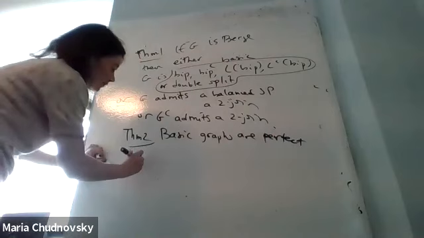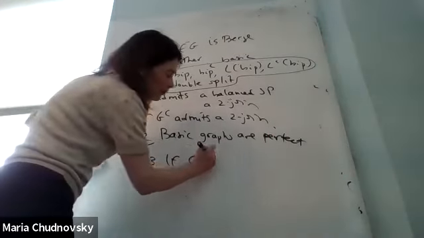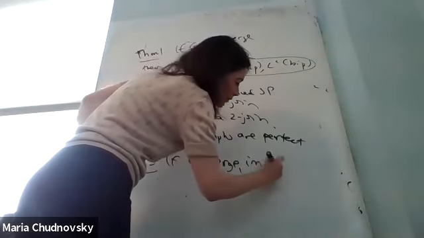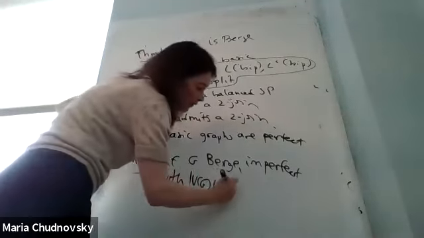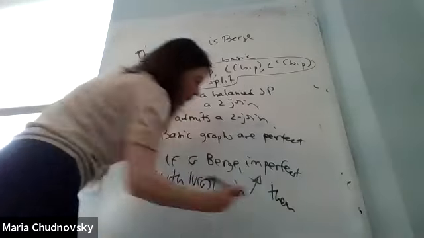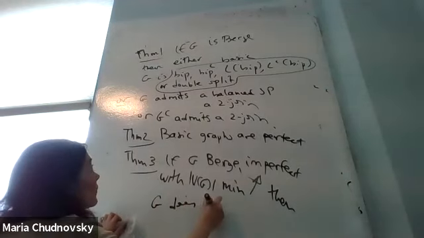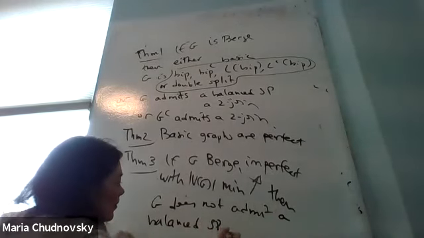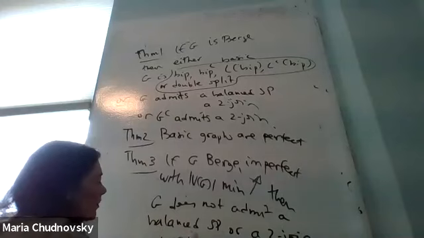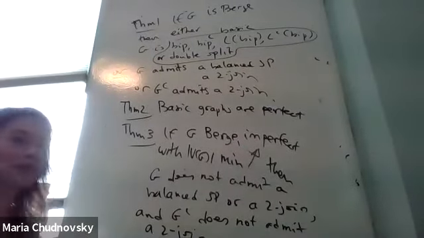And then theorem 3 is: if G is Berge and imperfect with the smallest number of vertices subject to that, then G does not admit a balanced skew partition or a two-join, and G complement does not admit. All right, and now, as we already discussed, this is my winning triple, but without the quotation marks.